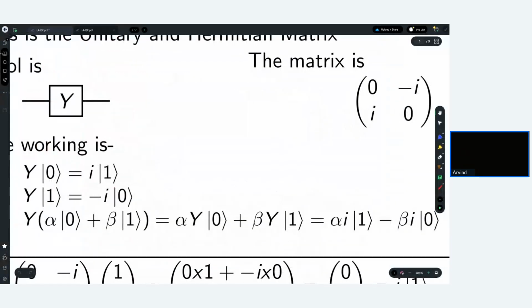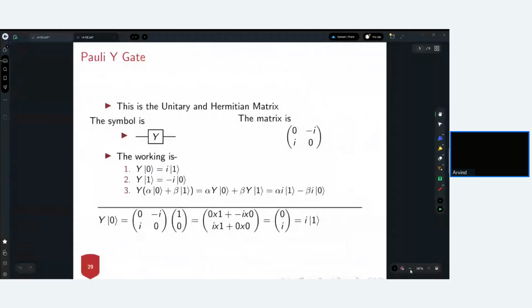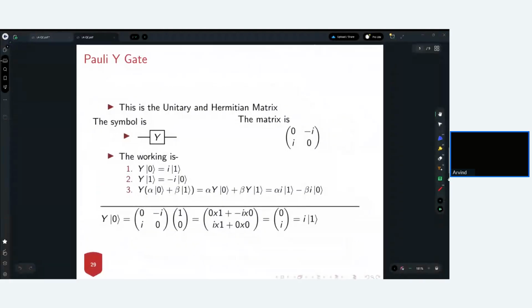In the second part of the video on quantum gates, I will be explaining a few more quantum gates. And in this video, first let us start with the second quantum gate, that is the Pauli Y gate.